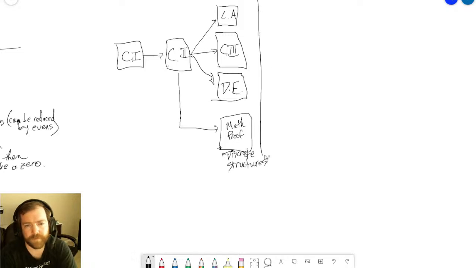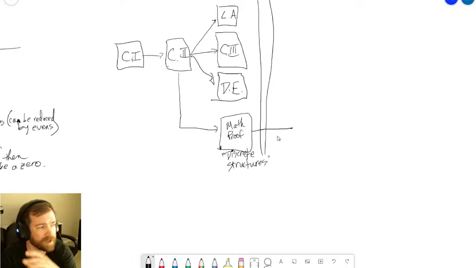And then my school, oh yeah, go for it. My school required pretty much anything above sophomore level. You had to take math proof.